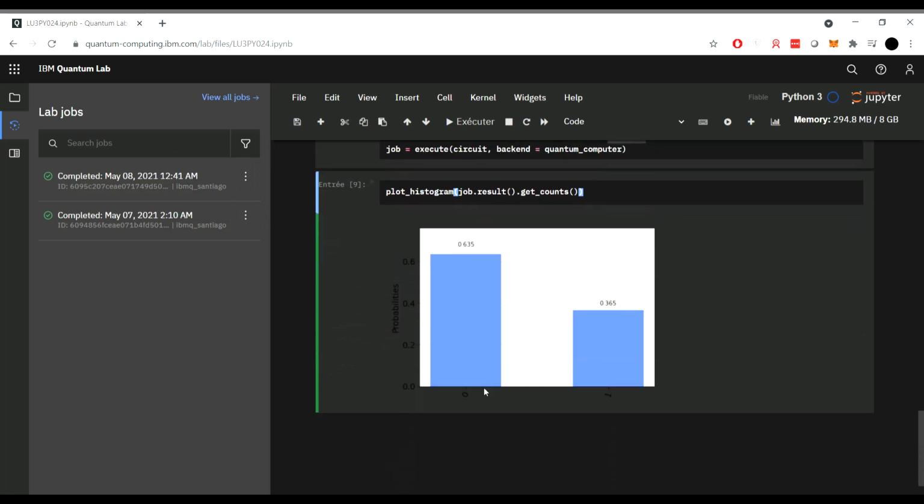We can see that we also obtain probabilities that match the expectation, because we have something that is close to 2 over 3 for state 0 and 1 over 3 for state 1. And we have finally teleported the qubit Omega onto Bob's qubit using the real quantum computer. Amazing, right?